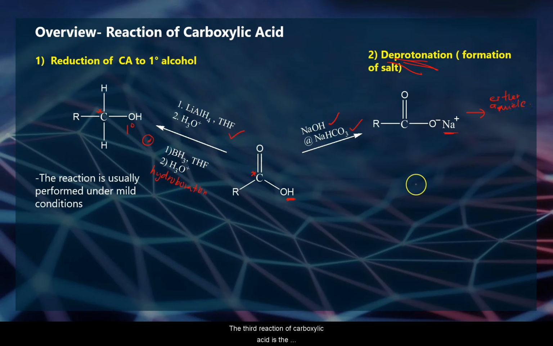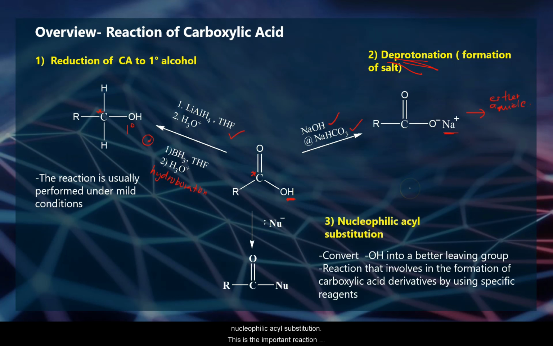The third reaction of carboxylic acid is the nucleophilic acyl substitution. This is the important reaction to form the derivatives of carboxylic acid. In the reaction of carboxylic acid with a specific nucleophile, the hydroxyl group becomes a leaving group and is substituted with the nucleophile. Later, I will explain to you about this type of reaction as it forms the carboxylic acid derivatives, including acyl chloride, ester, anhydride, and amide.